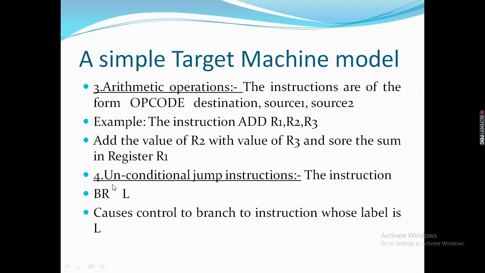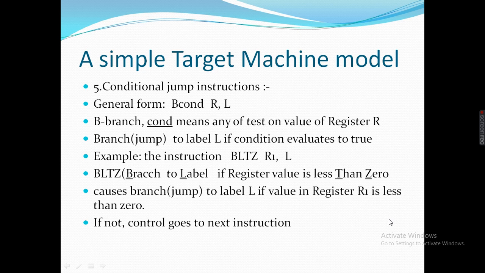Fourth one, unconditional jump instructions. To support unconditional jump operations, the target machine model supports BR L. It is just like goto in C language. BR L means branch to label L unconditionally. This instruction causes control to branch to the instruction whose label is L.